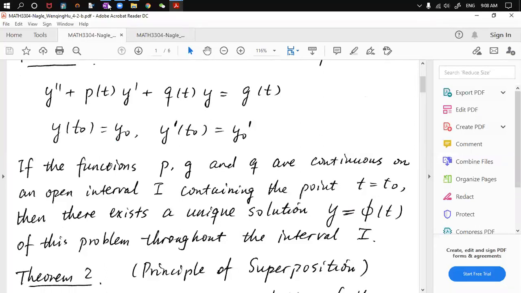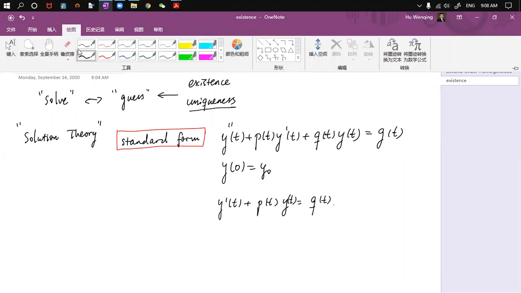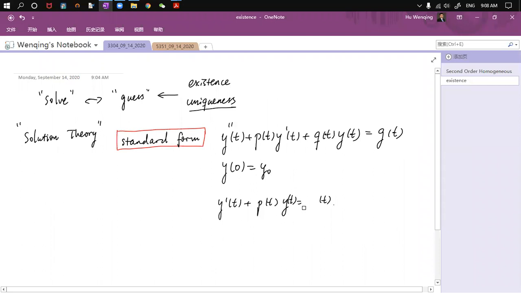This whole theory is actually parallel to what we have talked about for the first order equation. Remember, the first order equation must take the form y prime plus p(t) y equal to g(t), right? In that case, you need p(t) and g(t) to be continuous. We talked about such a theory of uniqueness for linear first order equations some time ago in our lectures.